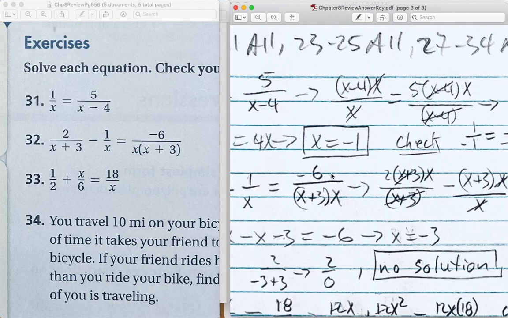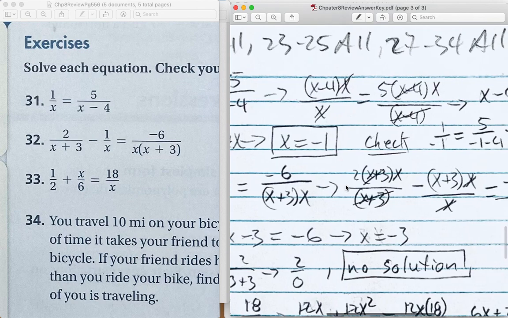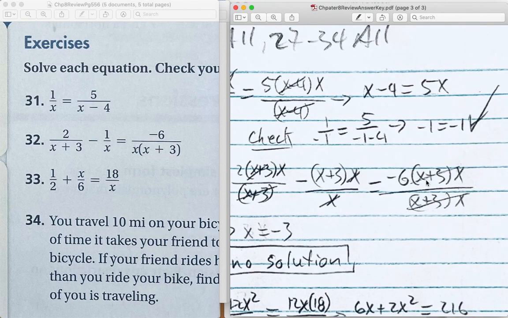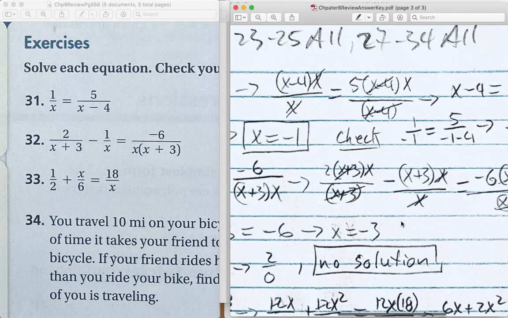Looking over here, I multiplied top and bottom by x plus 3 times x. The x plus 3 and x plus 3 cancels out right here, and I'm just left with 2 times x. I multiply 1 times x plus 3 times x, and the x cancels, and I'm just left with x plus 3 up there. And on the other side, the x plus 3 times x cancels on top and bottom, and I'm left with negative 6.